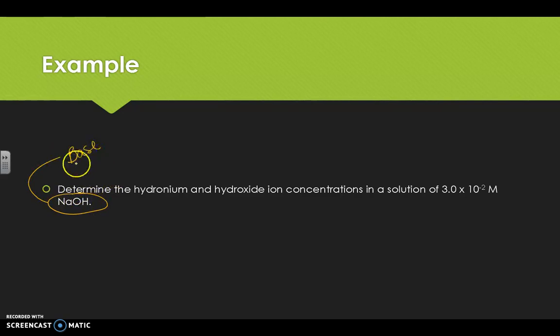It is a base. We know it's a base because it has the hydroxide. Okay, well, is it weak or is it strong? The group 1 metals are going to be a strong base. And remember, strong bases will completely break apart into the ions that form them. So NaOH will break down into Na with a positive charge and OH with a negative charge.